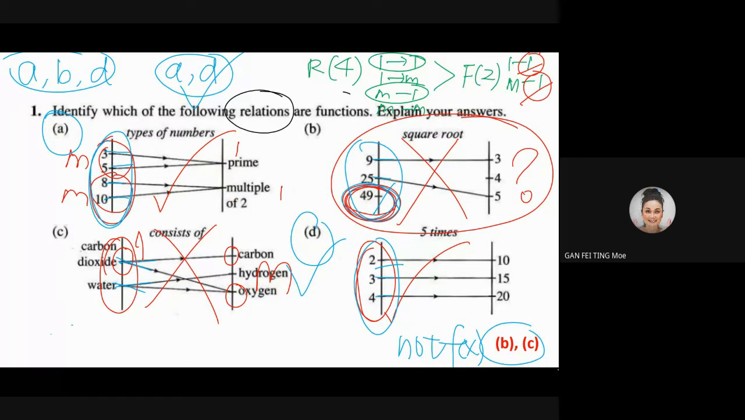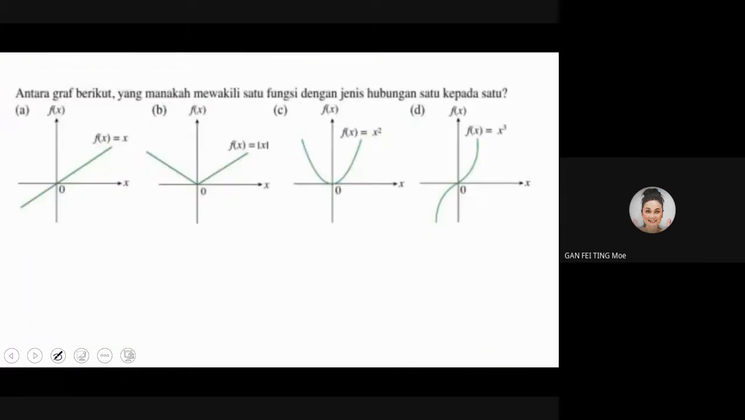Okay. So let's continue with another part. I want to go into another part. This is another question. Antara graf berikut yang manakah mewakili satu fungsi dengan jenis hubungan satu kepada satu? Okay, please pay attention here. Of the following graphs, which one is representing a function? All four, A, B, C, D, they are all functions. You don't have to worry.